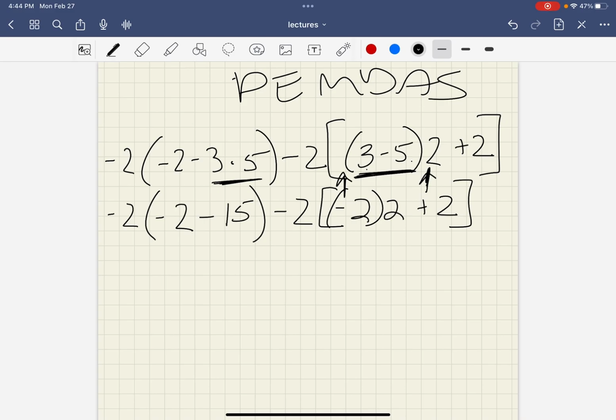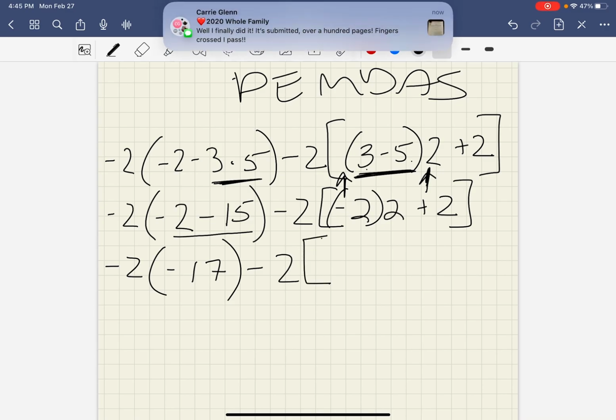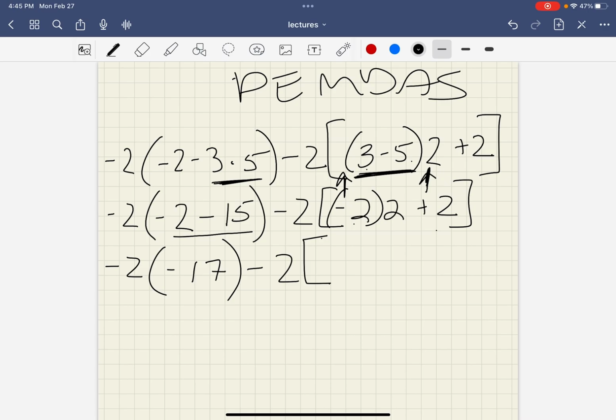Okay, from left to right, we've got negative 2 again. Minus 2 minus 15, like signs, add, keep the sign. So minus 17. Minus 2, bracket. Negative 2 times positive 2 is negative 4. Okay. So now we can multiply here. Negative times negative is, right, that's positive. 2 times 17 is 34.